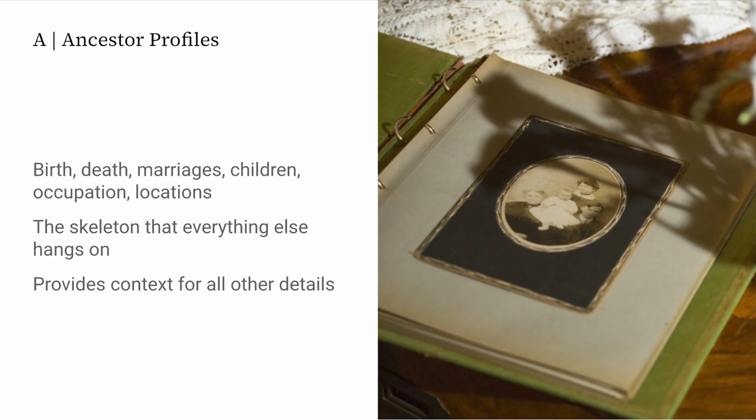A is for ancestor profile. Start with a life summary, because that's the essential framework. Birth, death, marriages, children, occupation, and locations. This is your roadmap that helps readers understand who this person was at a glance. Think of it as the skeleton that everything else hangs on. Before you share the story of their adventurous spirit, readers need to know when and where they lived. This profile provides the context that makes all the other details meaningful.